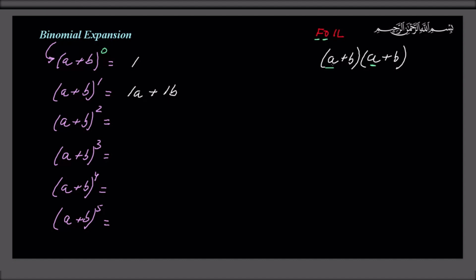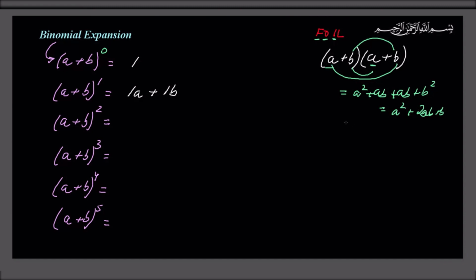The O means the product of the outer terms. The I means the product of the inner terms, and the L means the product of the last terms. So if you do that, first, outer, inner, last, you get A squared plus AB, and then inner is BA or AB, and the product of the last terms is B squared. And you simplify this as A squared plus 2AB plus B squared, correct?